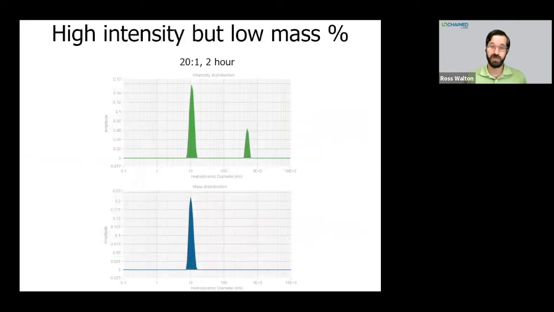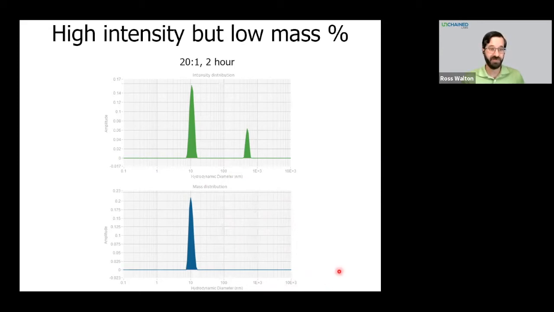So along with those intensity distributions, DLS also provides a mass distribution down here in blue, which describes the relative proportions of different sizes of particles in the solution based on their mass. Basically, how much stuff is of one size versus another size. And remember, large particles scatter significantly more light than small ones. So they're more strongly represented in the intensity distribution than in the mass distribution.